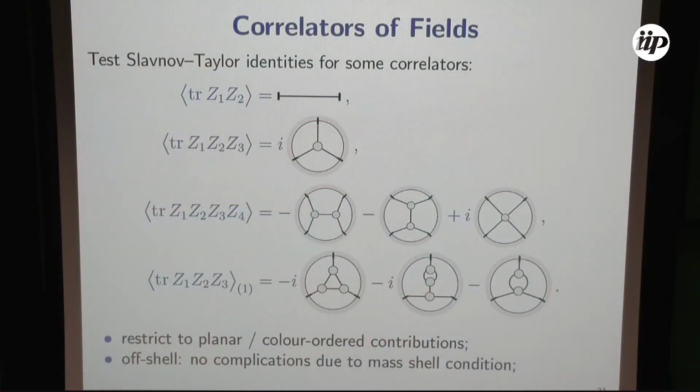Now, yeah, maybe I can address your question later on. Let me just go on with the correlation functions. So here I say, well, let's assume this is not a gauge theory, that gauge fixing is not a problem, and let's just see how Yangian symmetry acts on correlators of fields.